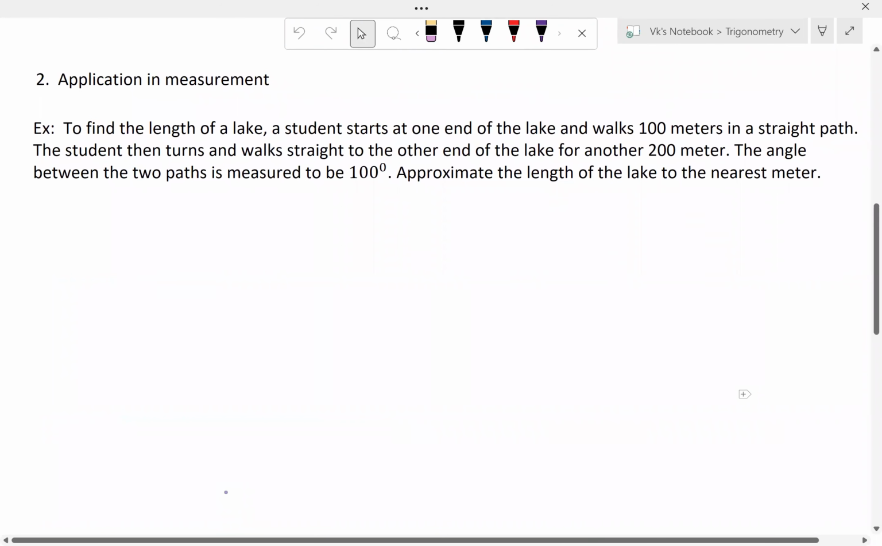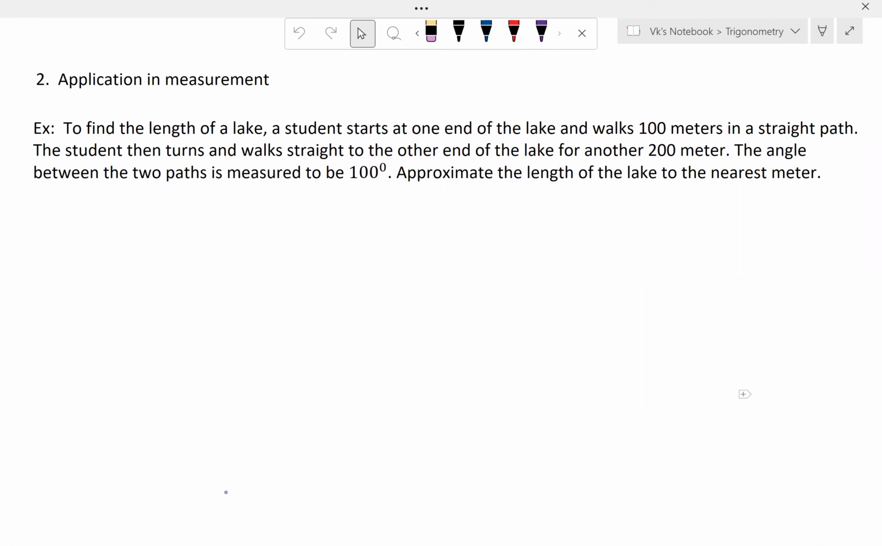Two, application in measurement. Example: to find the length of a lake, a student starts at one end of the lake and walks 100 meters in a straight path. The student then turns and walks straight to the other end of the lake for another 200 meters. The angle between the two paths is measured to be 100 degrees. Approximate the length of the lake to the nearest meter.